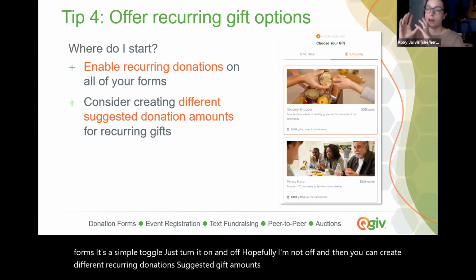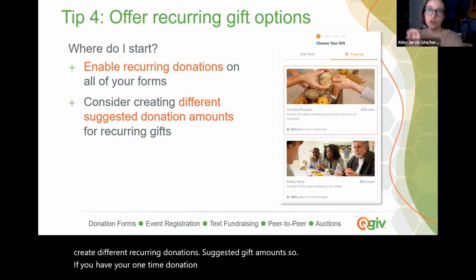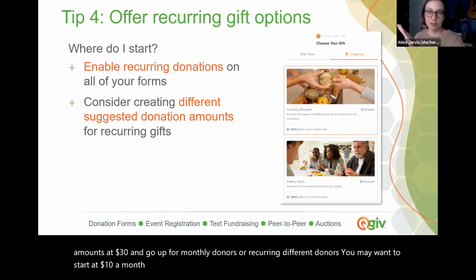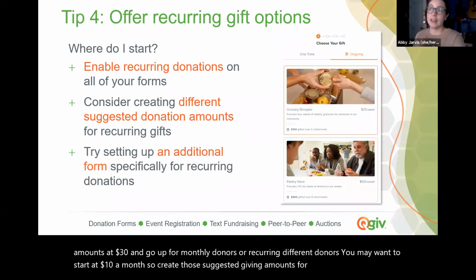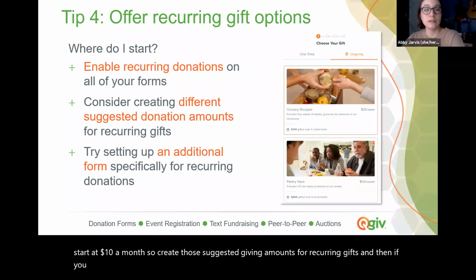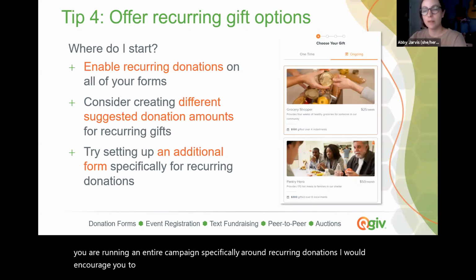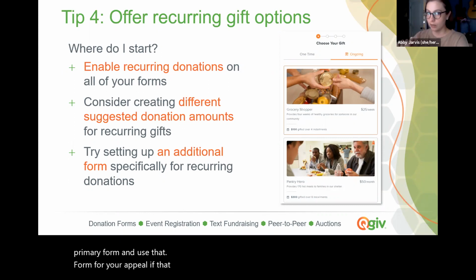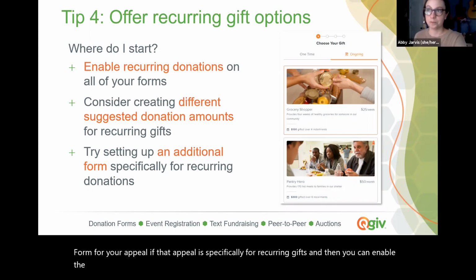So if you have your one-time donation form set up, you may want to start your suggested gift amounts at $30 and go up. For monthly donors or recurring donors, you may want to start at $10 a month. So create those suggested giving amounts for recurring gifts. And then if you are running an entire campaign specifically around recurring donations, I would encourage you to just try to set up an additional form. It can be almost identical to your primary form and use that form for your appeal if that appeal is specifically for recurring gifts. And then you can enable the default recurring option that way.